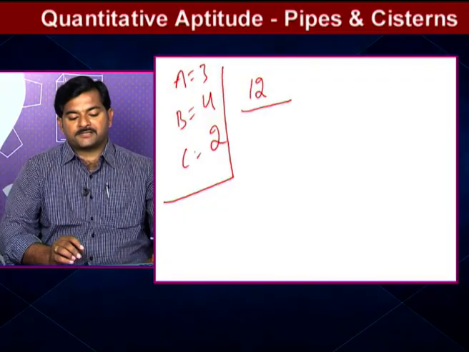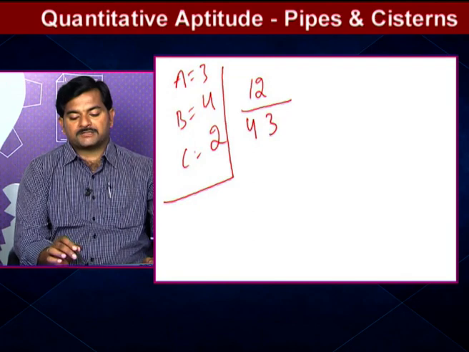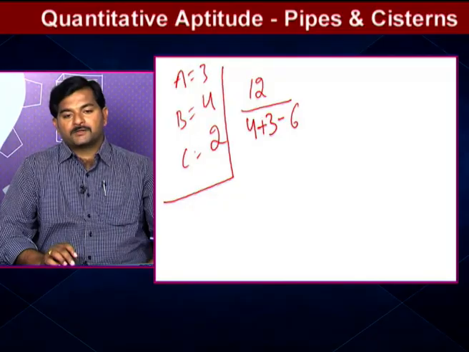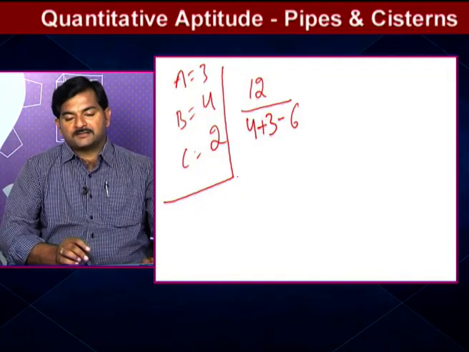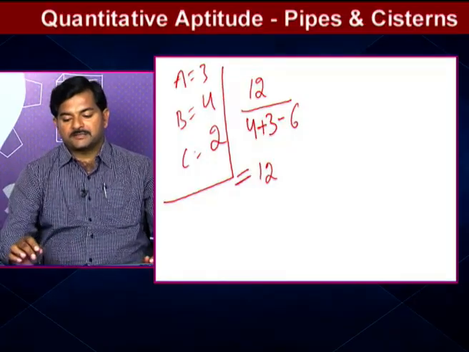Take the factors here: 3 4s are 12, 4 3s are 12, 2 6s are 12. So the first 2 pipes are filling, the 3rd pipe is emptying. So here 12 by, 7 minus 6 means 1. 12 by 1 means simply 12. That is the answer for question number 8.